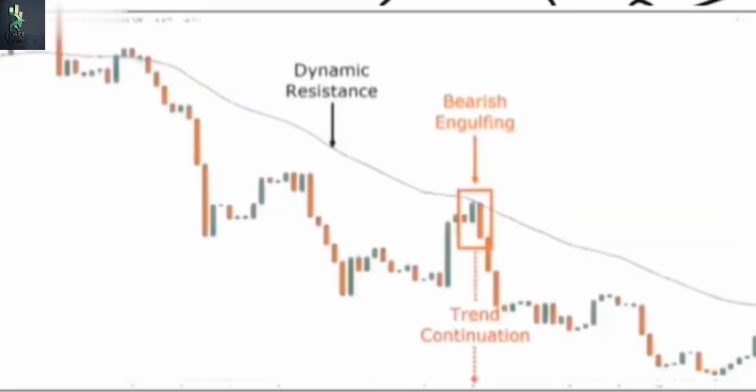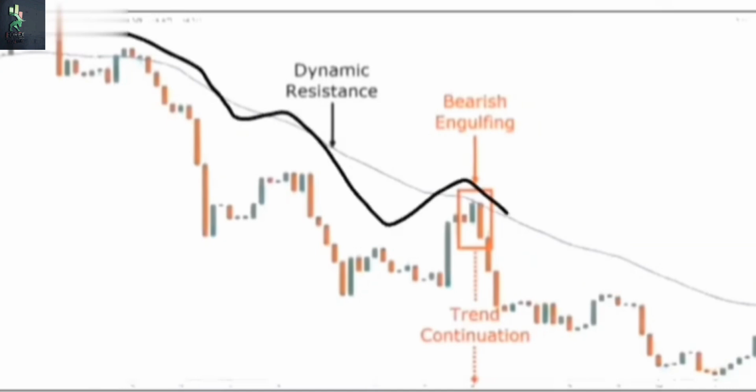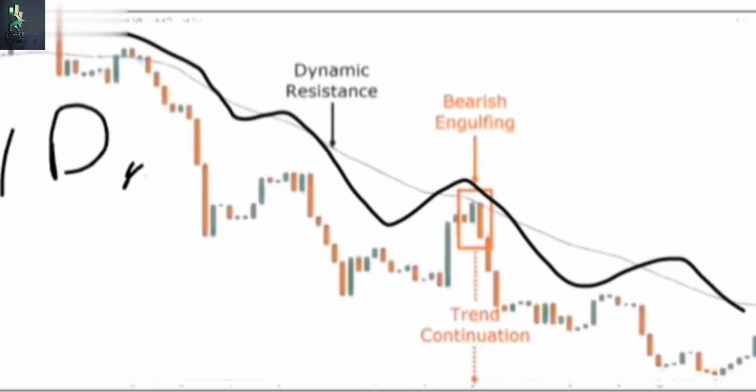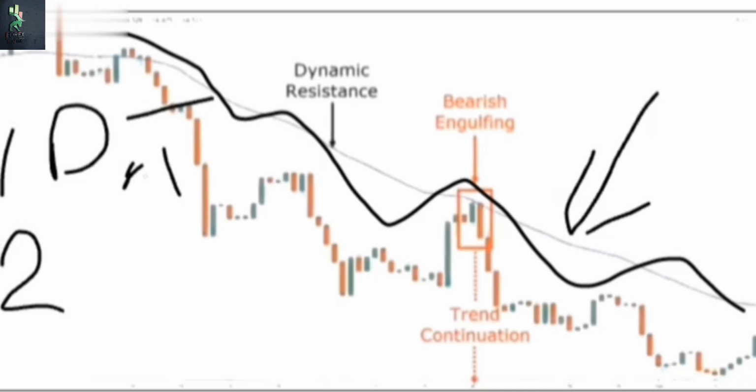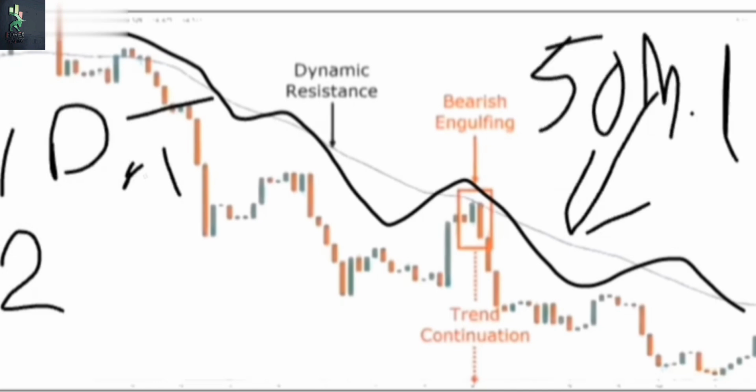Okay, this is the first example. Moving on to the second example. Okay, what's the trend? The trend is a downtrend because we can see that the price is moving lower. Number two, where is the area of value? This time, the area of value is the moving average. This is a 50-period moving average, which acts as dynamic resistance.